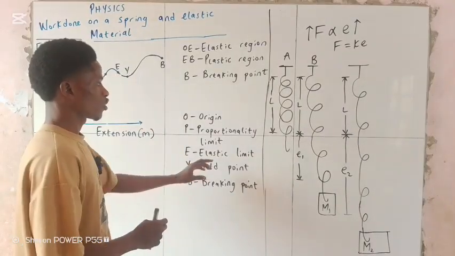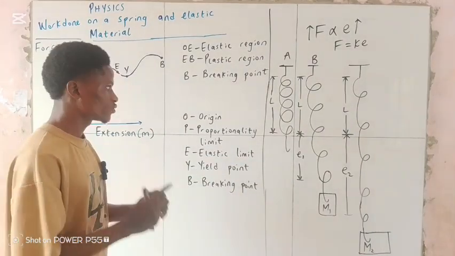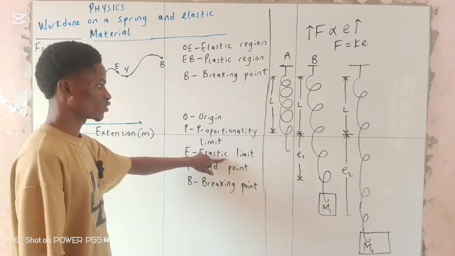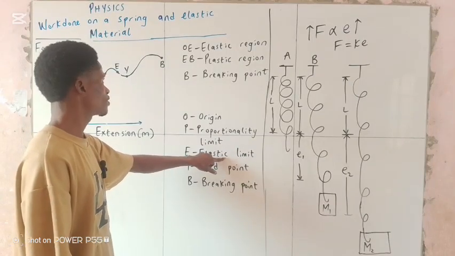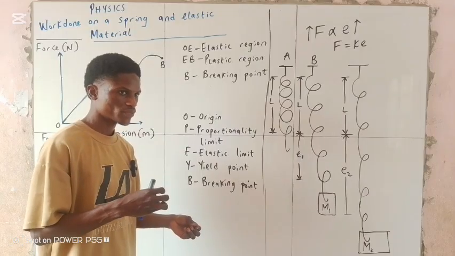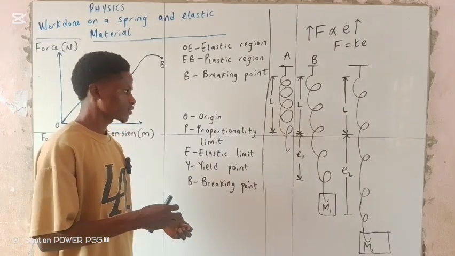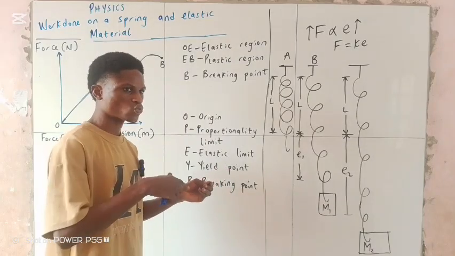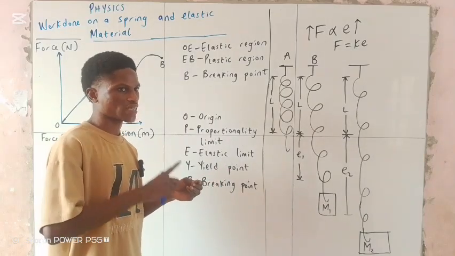Now, remember, it goes from the origin to the what? Proportionality limit. Then from there to the what there? Elastic limit. Now, when you apply more force, a point will come that the particular substance can no longer go back to its original shape and size.